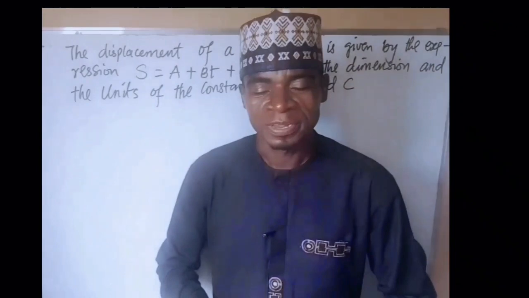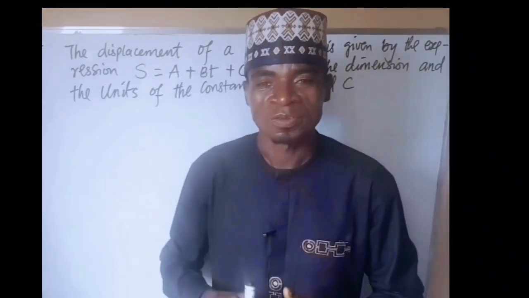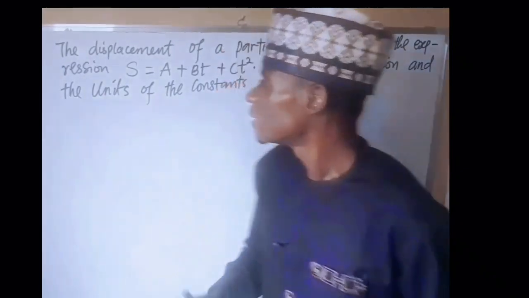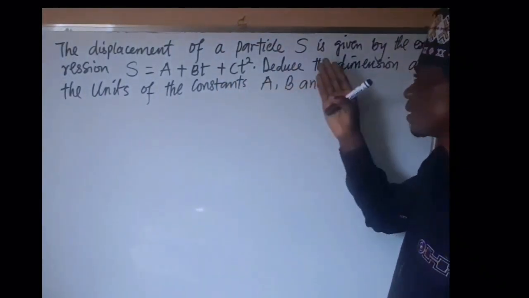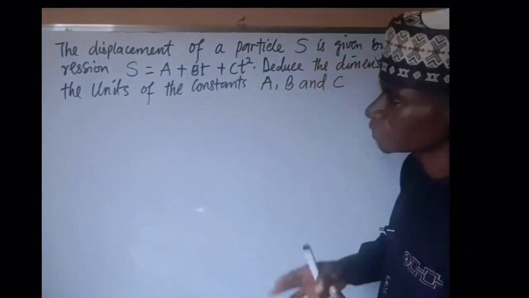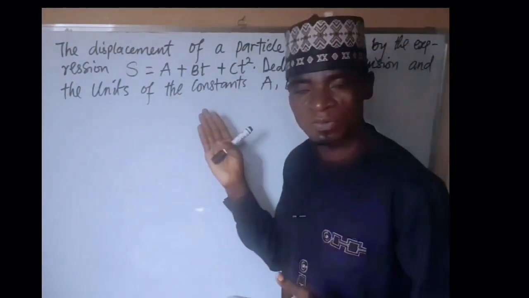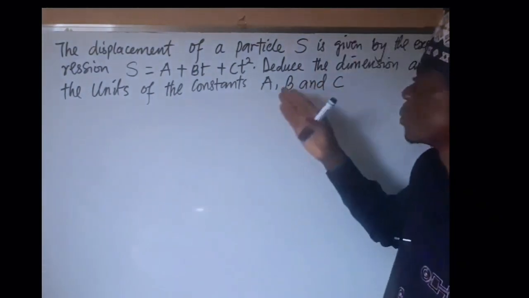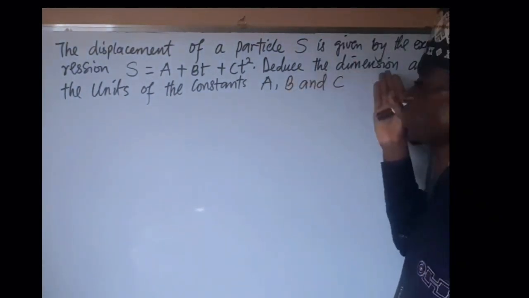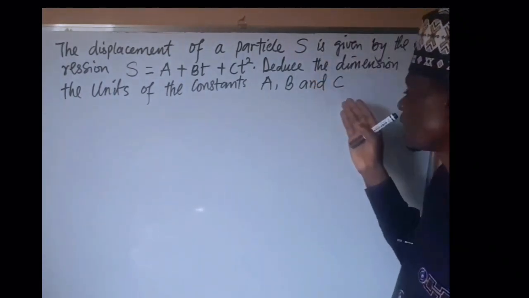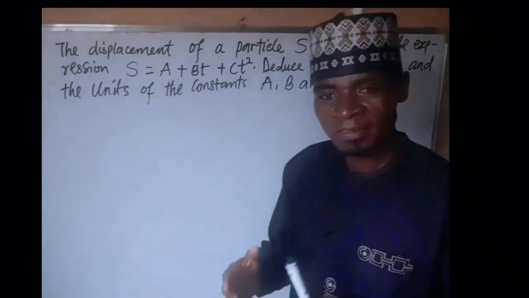In our tutorial today, I shall provide a solution to the problem before us. The question reads: the displacement of a particle S is given by the expression S = A + BT + CT². We are asked to deduce the dimension and the unit of the constants A, B, and C. So let's get started.